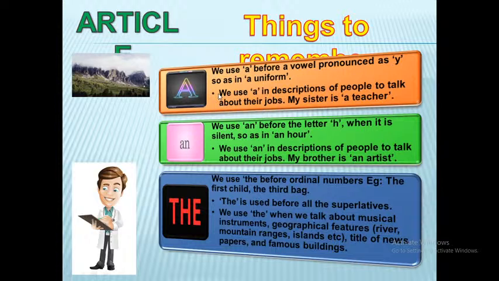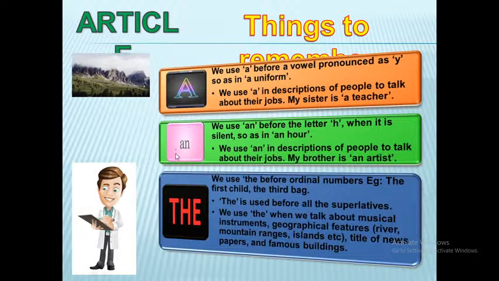Okay. Next is we use A in descriptions of people to talk about their jobs. My sister is a teacher. My brother is a doctor. My father is a computer operator. My sister is a nurse. So when we want to describe the job of the people, in front of their job, we always use A.